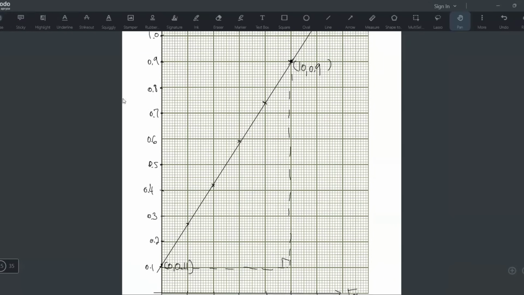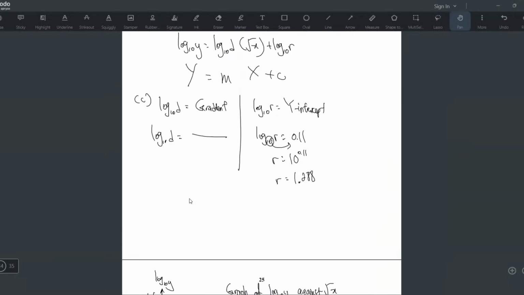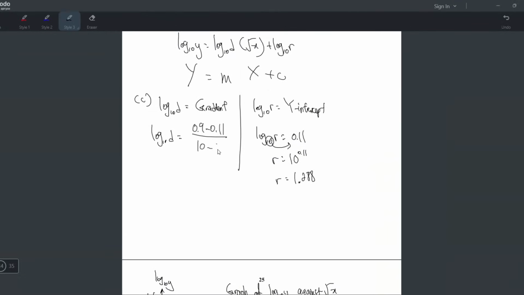Okay, now how to find gradient? Y2 minus Y1 over X2 minus X1. So 0.9 minus 0.11 divide with 10 minus 0. So you get log 10 D. Okay, 0.9 minus 0.11. The calculator will give you 0.79. But you have to divide 10. So it's 0.079. And then your D will be do anti-log.